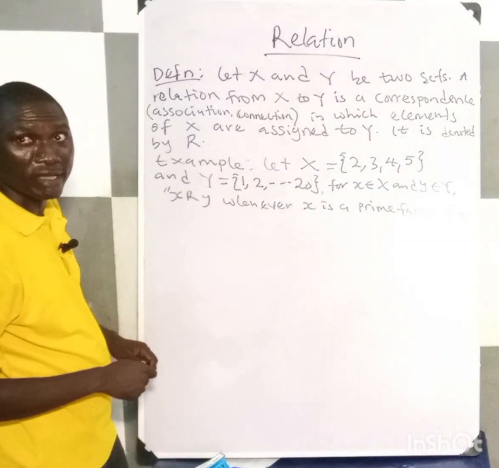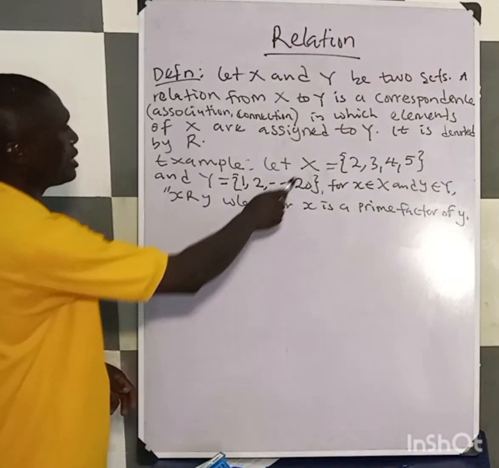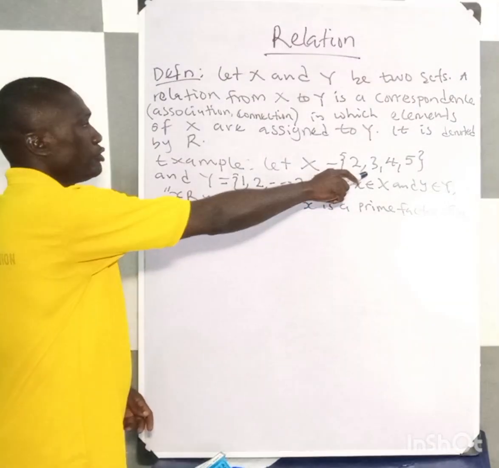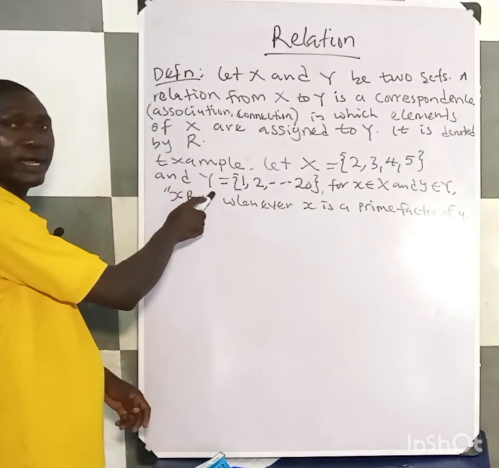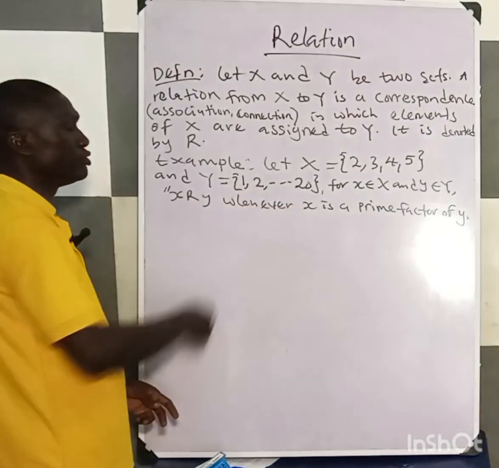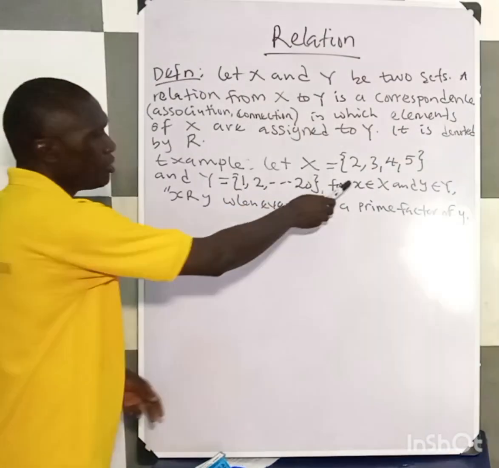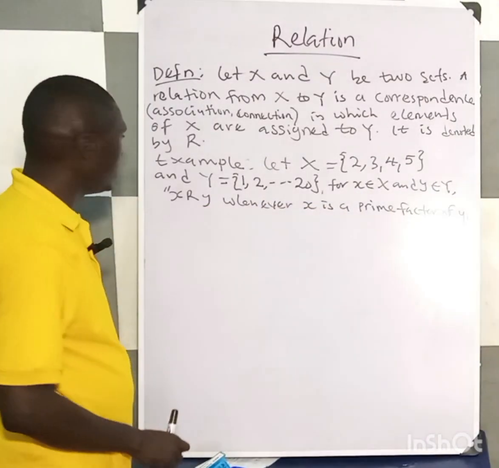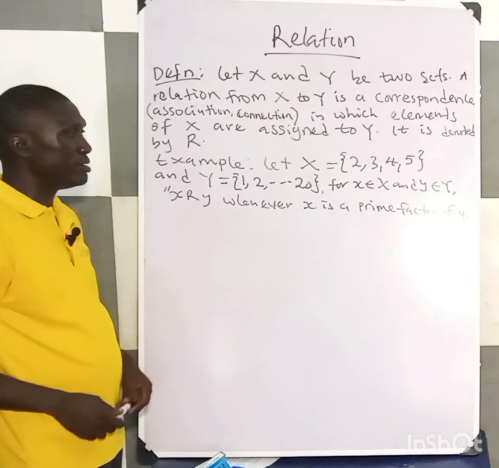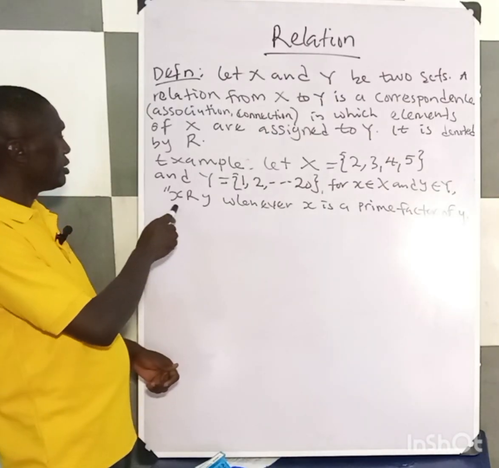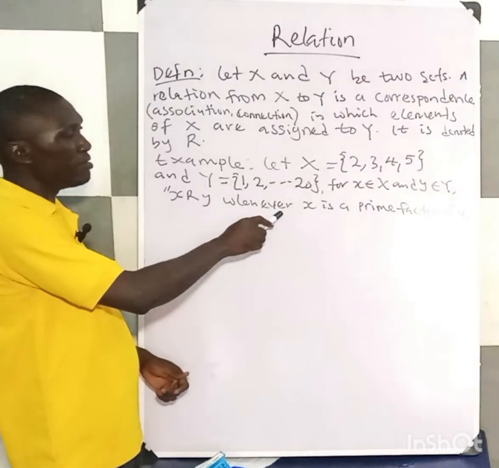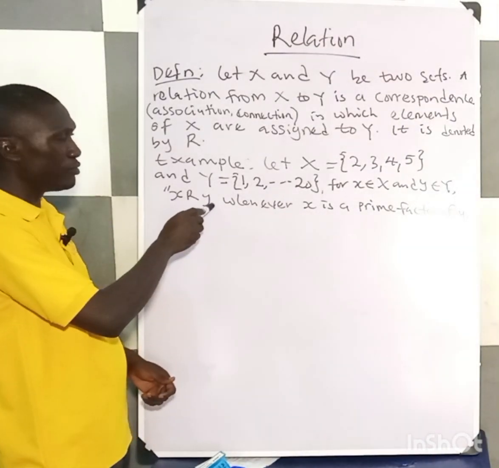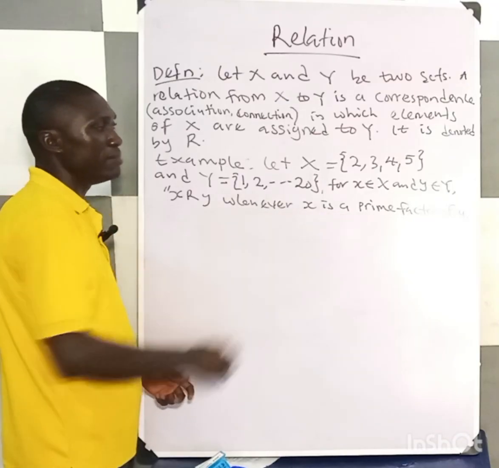All right, let's look at a typical example. Example: let x be the set of numbers 2, 3, 4, 5, and y be the set of numbers 1, 2 to 20. Then for all x in X and all y in Y, we want to consider this relation: x is related to y whenever x is a prime factor of y.